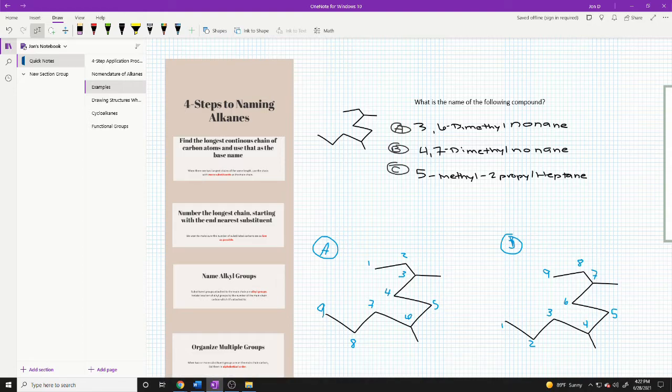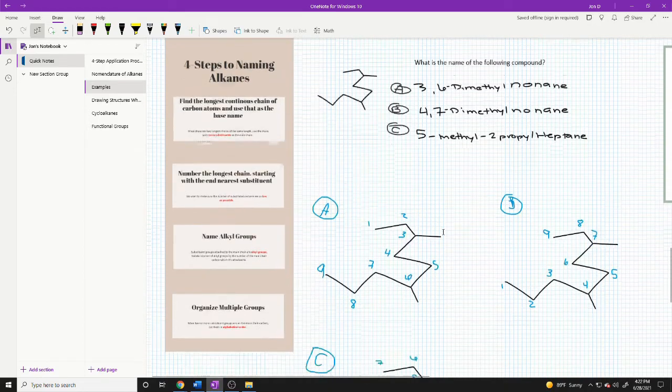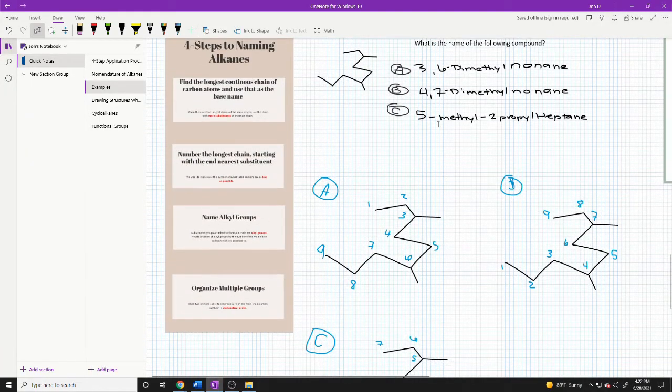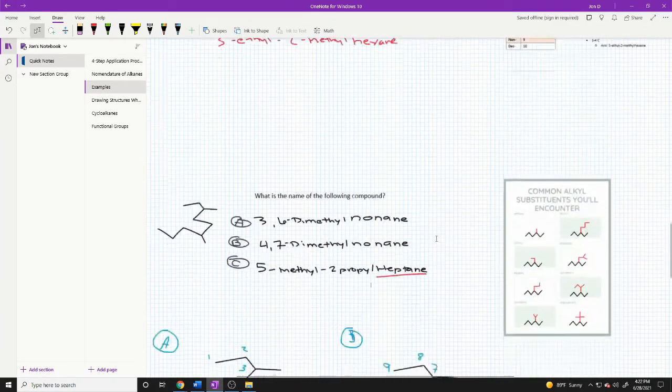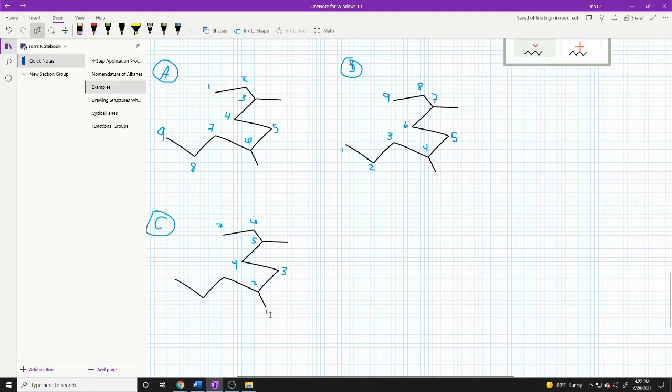Now, if we go through all the answers one by one, we'll start off with answer C. So the base name for C is heptane, as you can see right here. I'm going to underline it. This is heptane, and we know again from the study aid, heptane is 7 carbons, hept, and so that's how we numbered it here: 1, 2, 3, 4, 5, 6, 7.